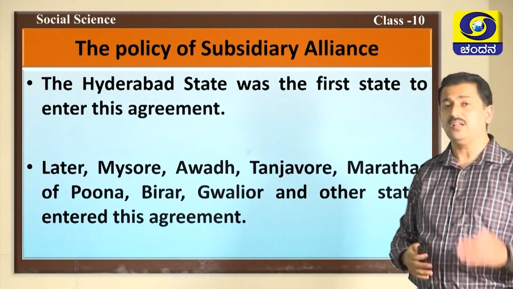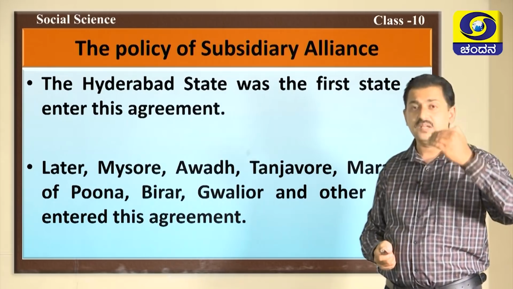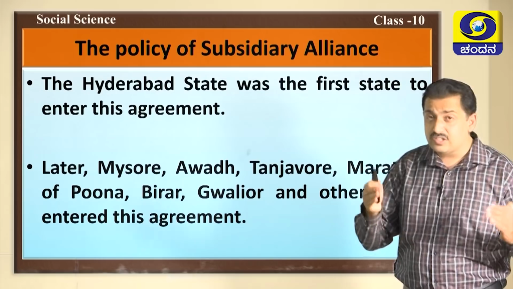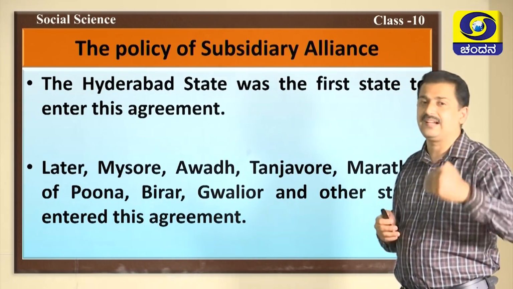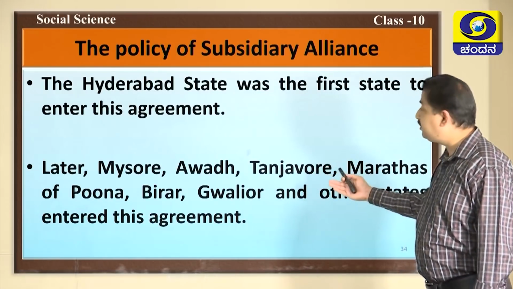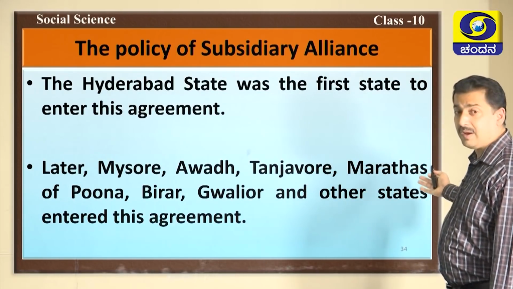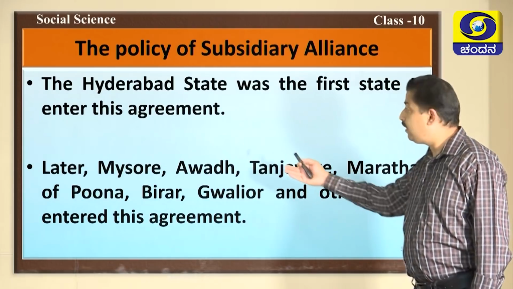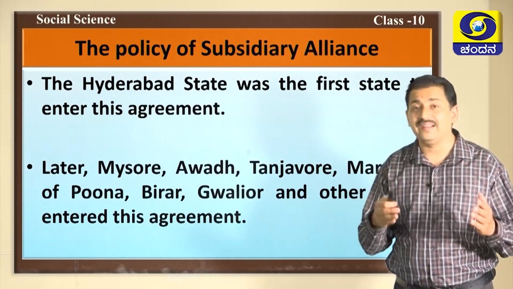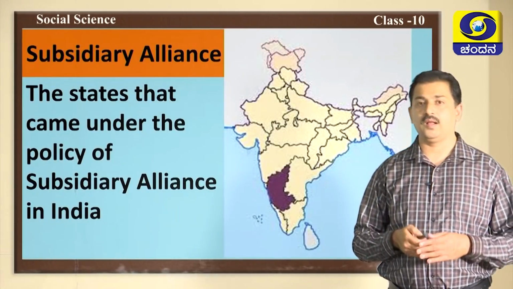The Nizam of Hyderabad was the first ruler to accept this subsidiary alliance. The state of Hyderabad was the first state to enter this agreement. Afterwards, Mysore, Awadh, Tanjavur and the Marathas of Poona, Berar, Gwalior and many others entered this agreement.